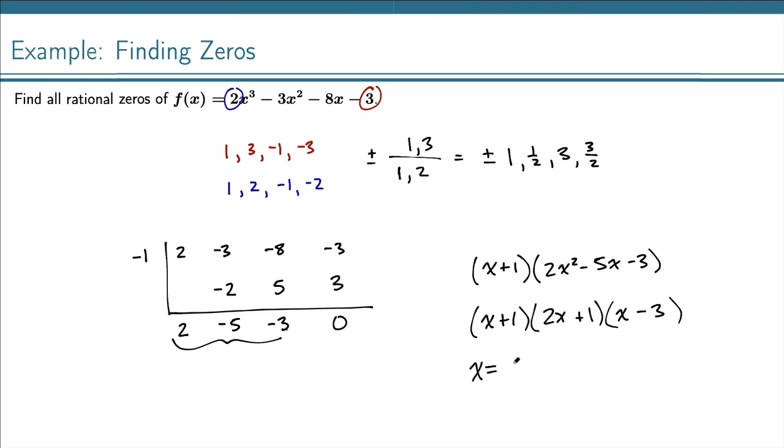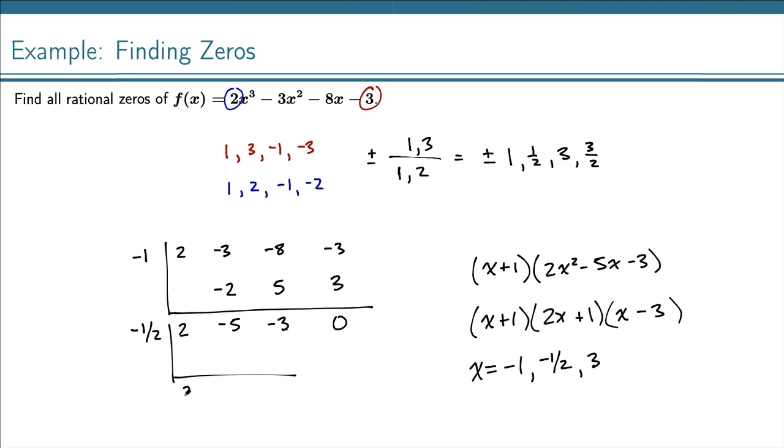We have our x equals -1. From this one, we get x equals -1/2. Notice that that is in our list. And here we get x equals 3, also in our list. So now we could have just kept trying. In fact, let me go ahead and show you that right here, we could have just kept trying numbers. And notice, I'm going to try a -1/2 here and show you what happens.